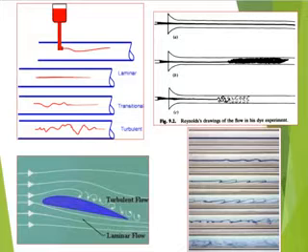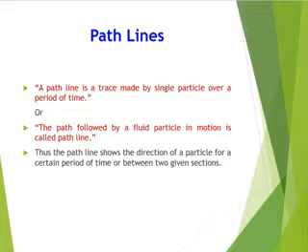There are some more terms which are to be defined, like path lines, streamlines, and streak lines. So what is a path line? A path line is a trace made by a single particle over a period of time, or the path followed by a fluid particle in motion is called a path line. Thus the path line shows the direction of a particle for a certain period of time or between two given sections.